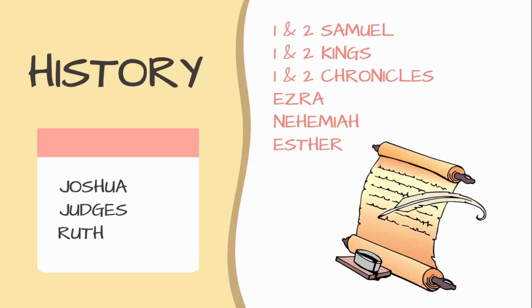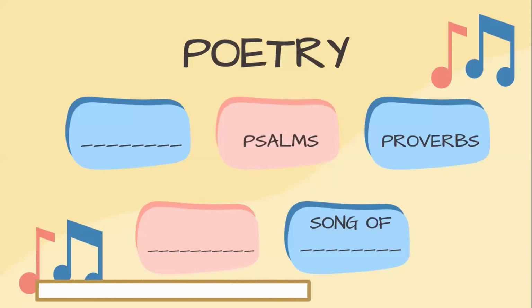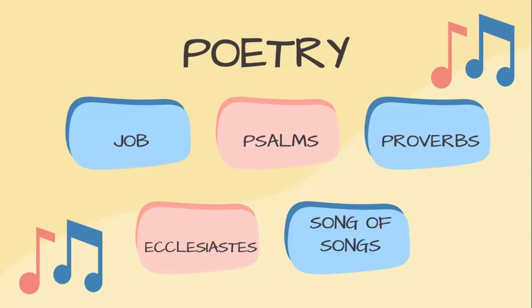Now after history, we have the books of poetry. Let's see if you can remember these. Okay, so in the books of poetry, we have Job, Psalms, Proverbs, Ecclesiastes, and Song of Songs, or another name for that book is Song of Solomon.